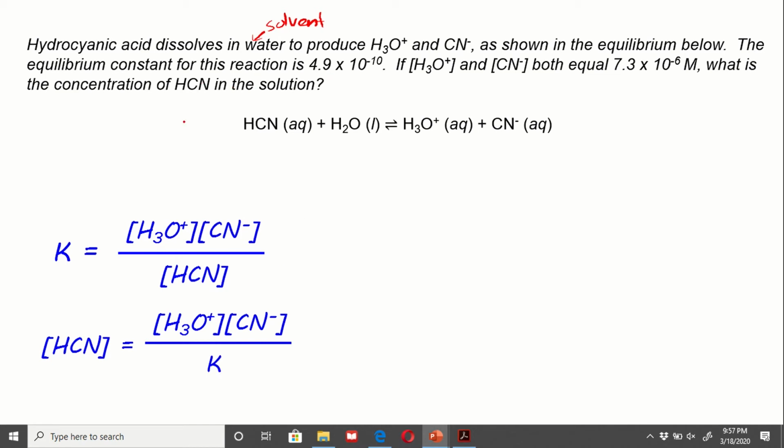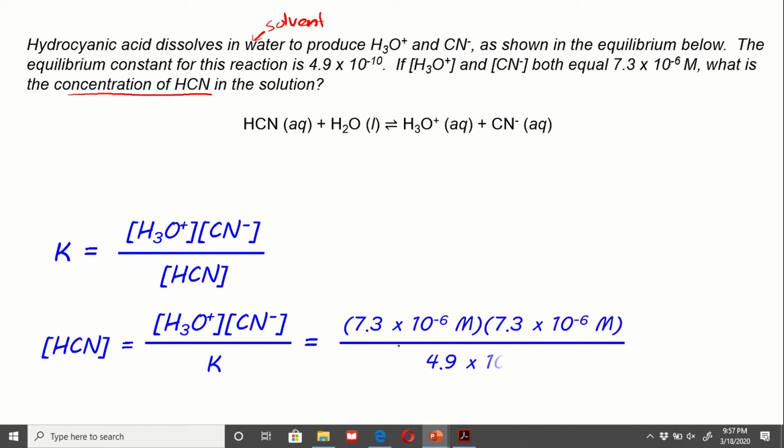Alright, once you write the equilibrium expression, now you have to rearrange the equation, because in this question you are trying to find the concentration of HCN. So rearrange this equilibrium expression until you get this second expression. Now go ahead and substitute the numbers given in the question. Once you do the calculation, you will get the concentration of HCN.